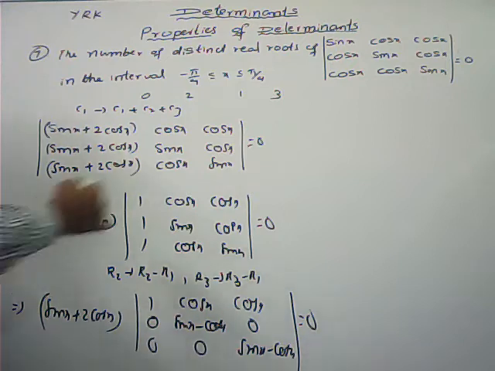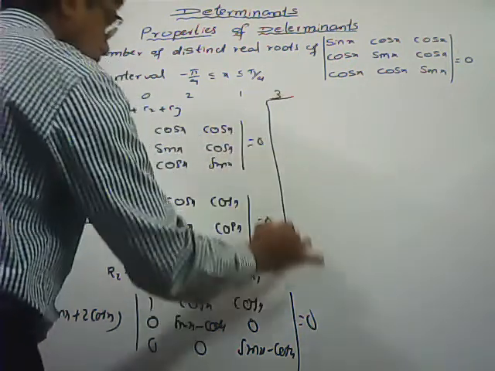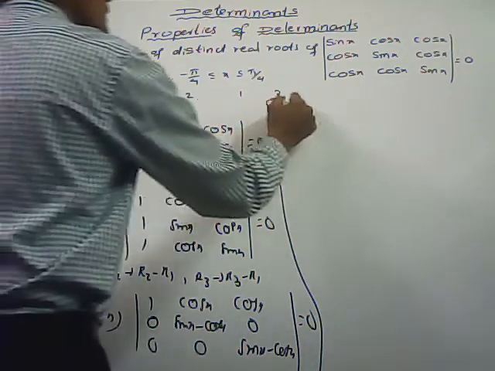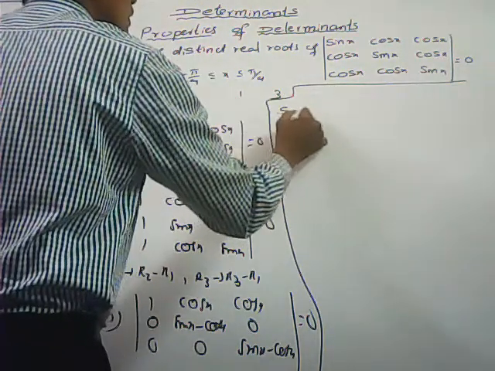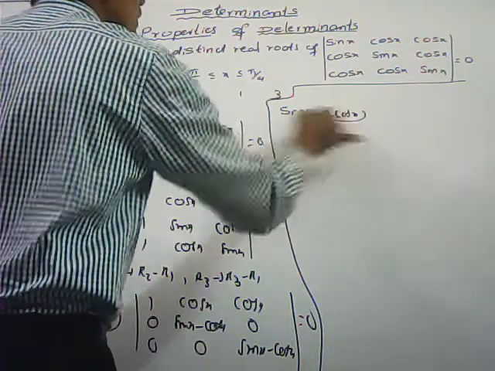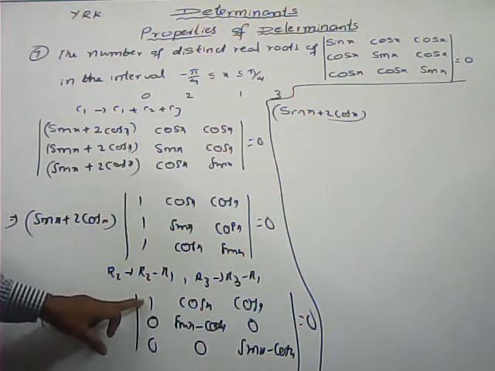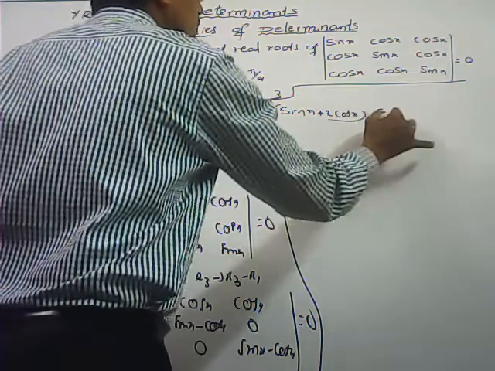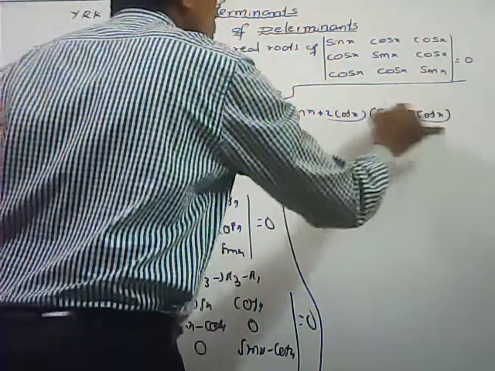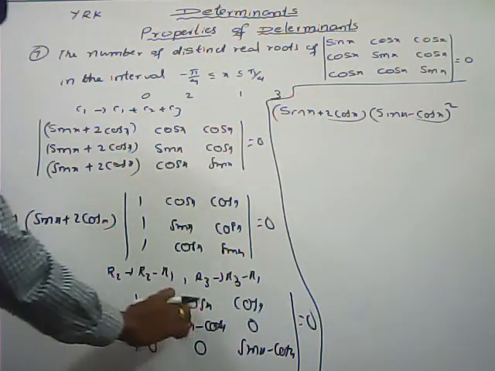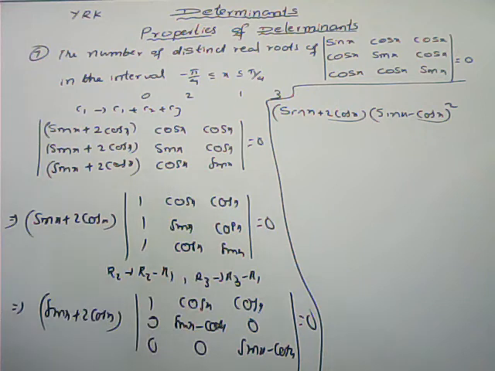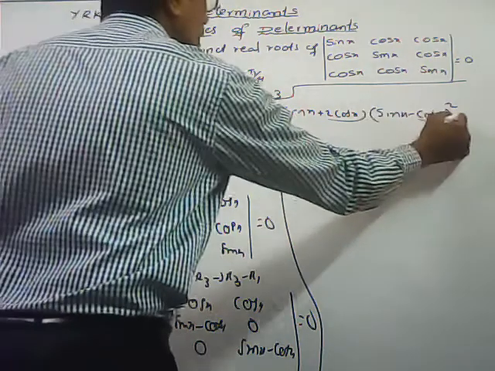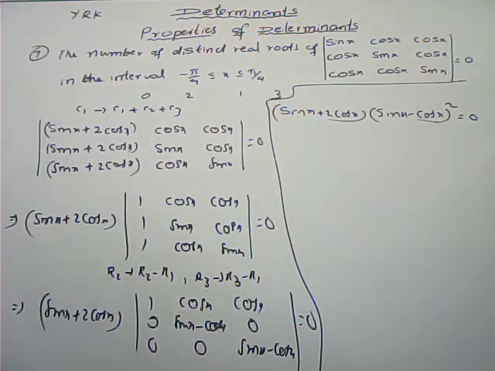Now sin x plus 2 cos x, sin x plus 2 cos x. If I expand this one, sin x minus cos x into sin x minus cos x, that is sin x minus cos x whole square. Only that one we can get. Remaining all the terms are zeros. Here I expanded this one. So we got only sin x minus cos x whole square. That is equal to 0. So the product of the two terms is equal to 0 we got. So at least one should be equal to 0.